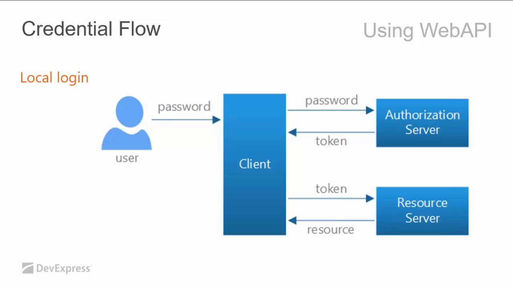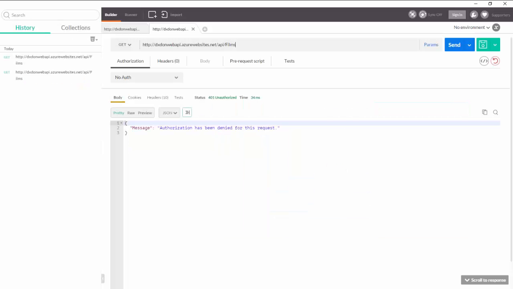So as said, we first need to do this authorization call, and for that, in this slide there is the authorization server block and the resource server block. So the resource server is basically the web API controllers, and the authorization server is something which is built in the web API service as well. And that has a special endpoint. So let me get back to my Postman tool.